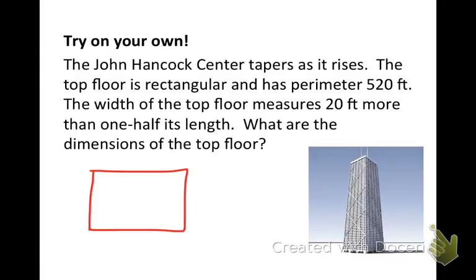So it says the width of the top floor measures 20 feet more than 1/2 its length. What does that look like as an expression? 20 feet more than 1/2 its length. X over 2 plus 20. Sure. Or if you used L for length, that would work too. So if that's my width, what's going to be my length? Just x. Good. So this is x. This is x over 2 plus 20.